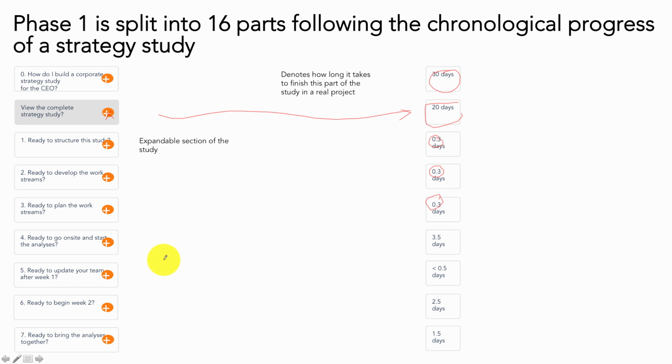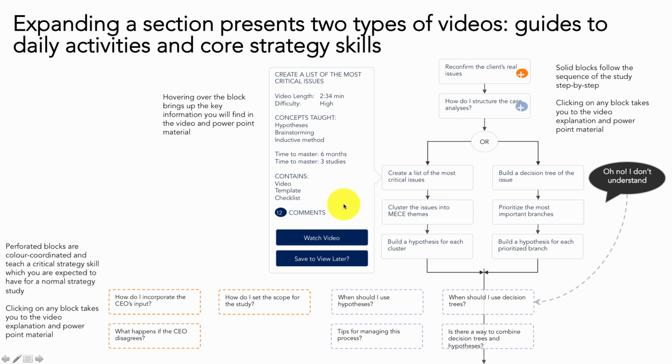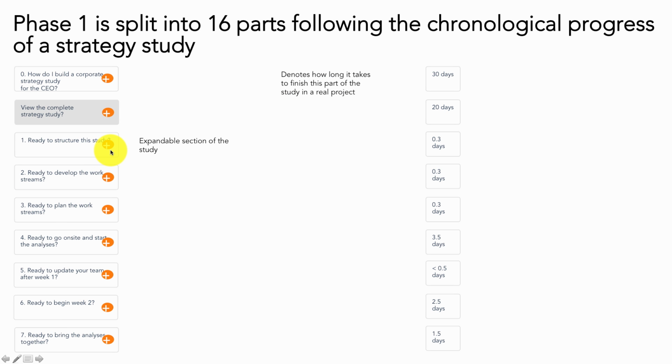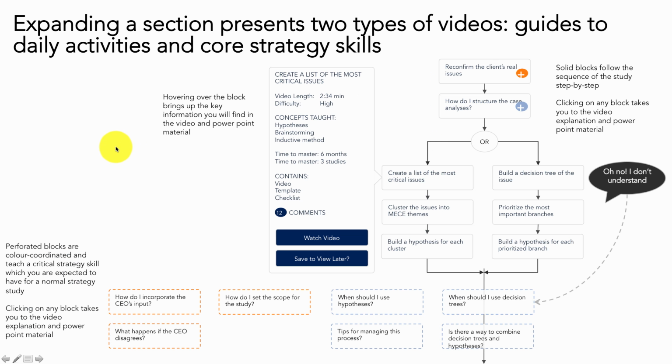If you want to just see how they structured the study, you click on that, and it takes you to the sections. Let me show you what that looks like. Let's assume you clicked on the block, "structure the study." Click, and it opens this. What you have here is a step-by-step guide.